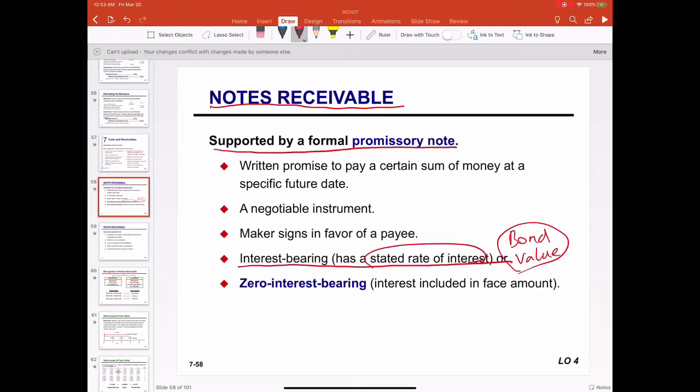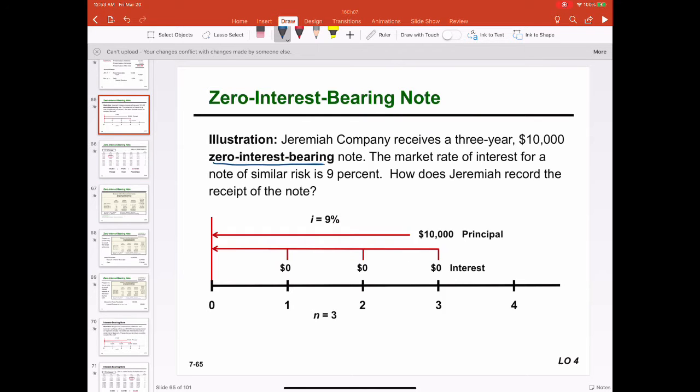Okay, in this part I only focus on the zero interest bearing note. Zero interest note means there's no interest payment before the note is due, and only principal is due by the end. Because there's no interest payments, the only cash flow to be discounted is the single sum, the principal.